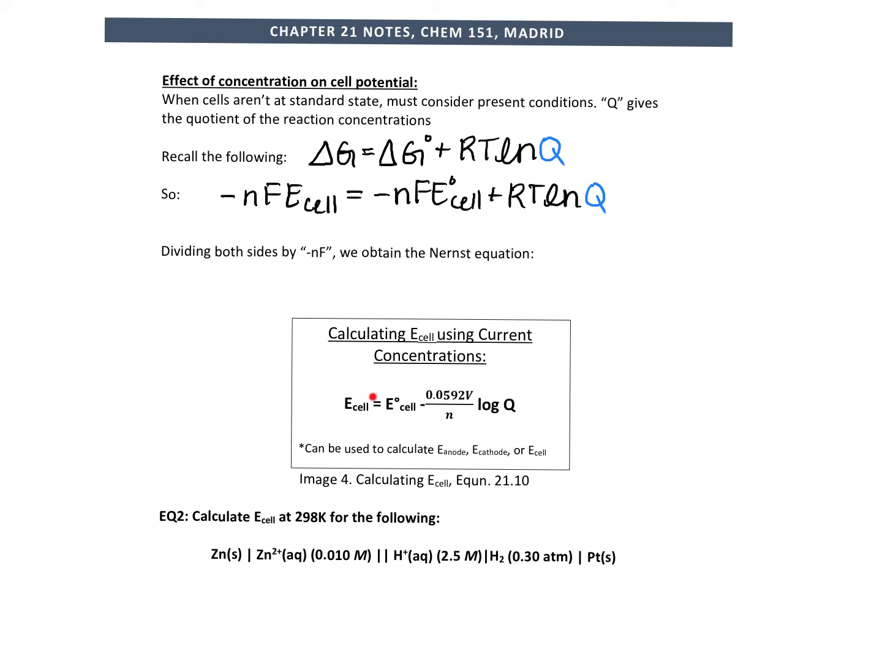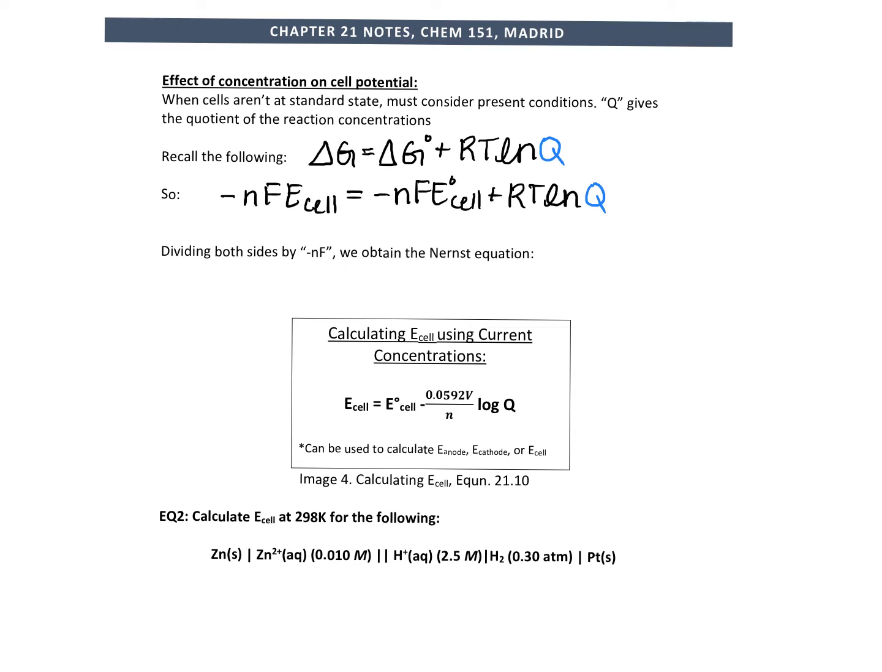All right, E cell, so cell potential at any point of the reaction, is equal to E cell at standard state minus 0.0592 volts divided by n times log of Q. Remember, Q is your product concentration over the reactant concentration raised to the correct exponents.